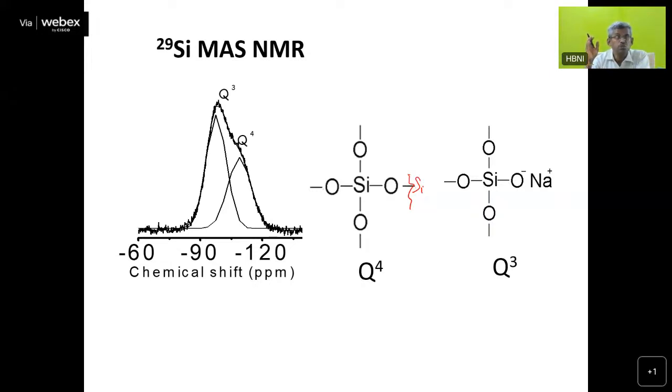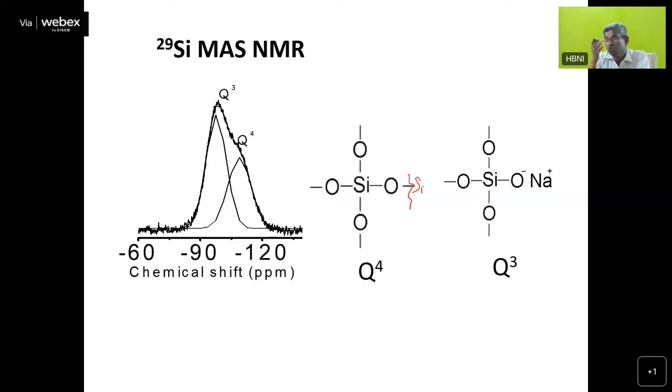So the transparency window, the onset of absorption, can be correlated to the quantity of non-bridging oxygen atoms generated in the glass. This non-bridging oxygen atom concentration can be obtained only by the NMR technique. You cannot get any information from XRD because this information is buried in the XRD pattern. But by estimating the relative concentration of Q3 and Q4, you will be able to find out how much non-bridging oxygen and how much bridging oxygen is there. And this decides the optical transparency or the cutoff wavelength of the glass.